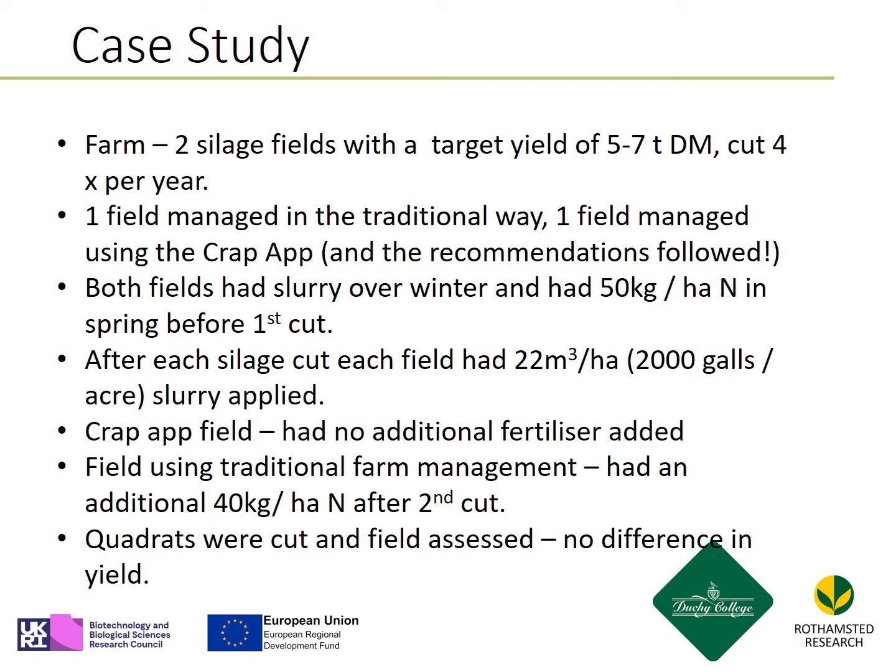And after each silage cut, you had another slurry application. And the crop app field, it said that more fertiliser was not required, whereas the traditional management was to have an extra 40 kilograms of nitrogen added after the second cut. And when they did the yield assessments for the fields, it turned out that there was no difference in the yield. So the crop app in this case saved an application of some bagged fertiliser and said that it wasn't required to meet the crop requirements, and so again it would have reduced the amount of nitrogen loading onto the fields and again reduced the potential for nitrous oxide release.